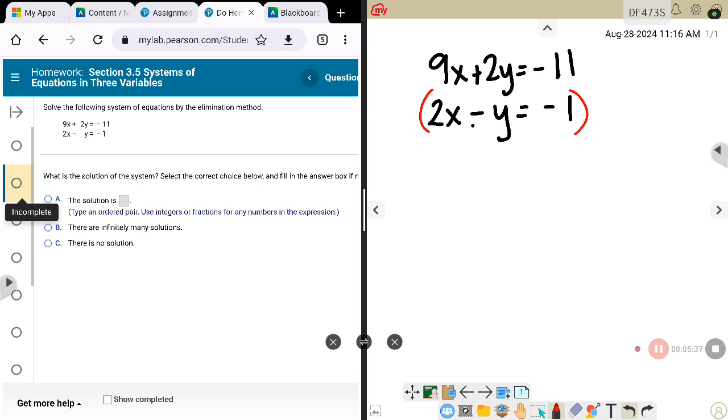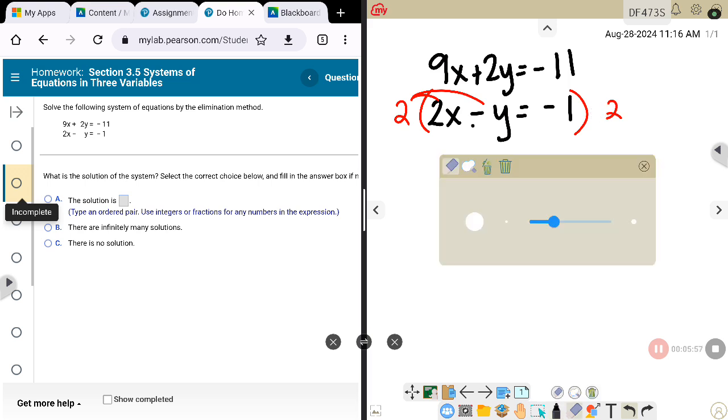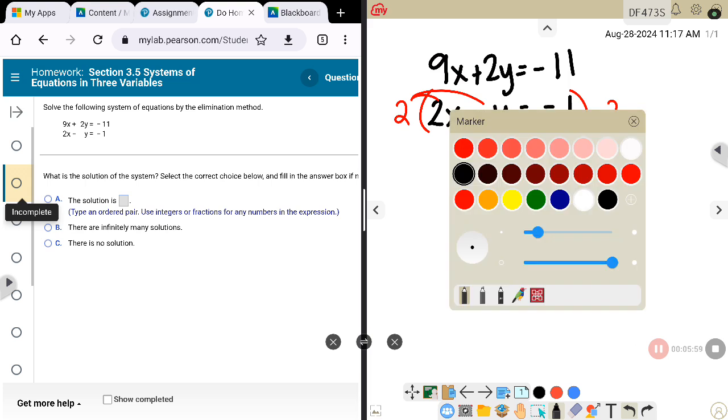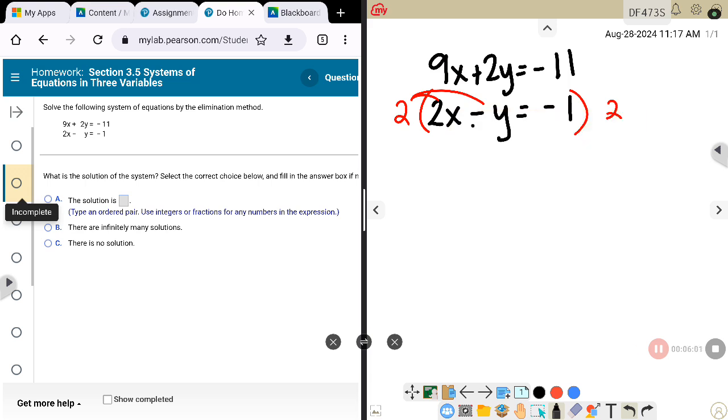Well, if it's got a negative 1 in front of it now, if I multiply that by 2, that's going to make this turn into a negative 2 because I'm going to distribute, and I've also got to multiply the other side by 2, because that's what keeps the equation balanced, doing one thing to both sides.